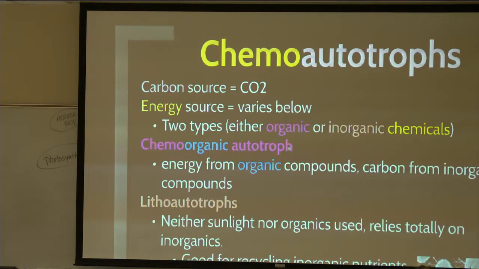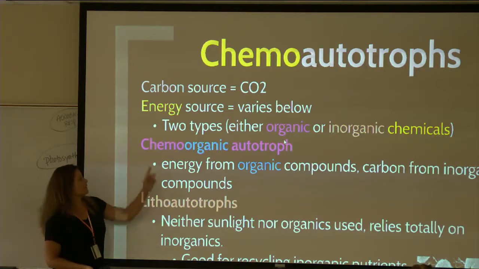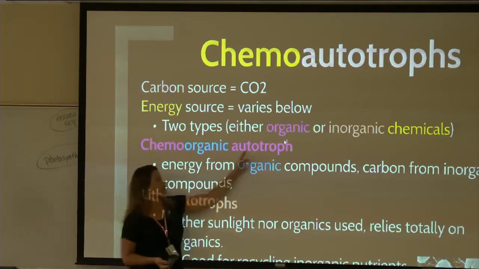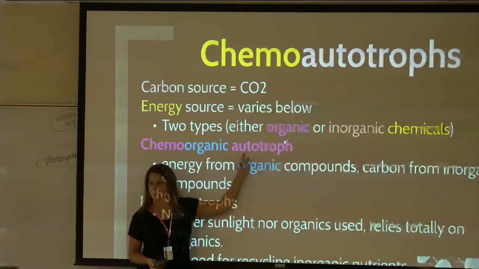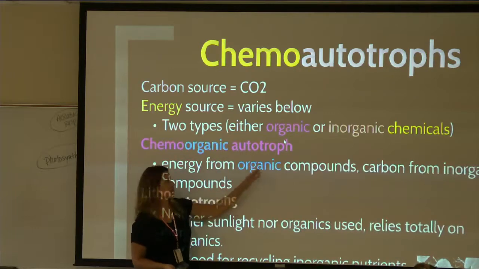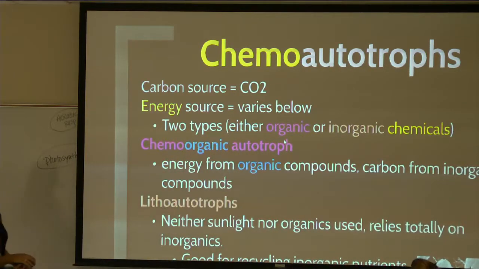Chemoorganic autotroph. It's a mouthful. I mean, it's a really big name, but try not to panic over it because it tells you everything you need to know. Chemoorganic: organic chemicals for energy. Autotroph: inorganic carbon for the carbon source. It's all right in the name. As long as you know which is energy and which is carbon, you're good. So that's a chemoorganic autotroph.